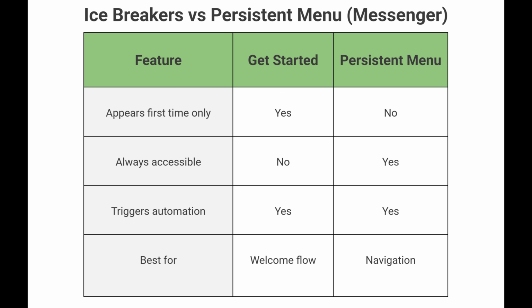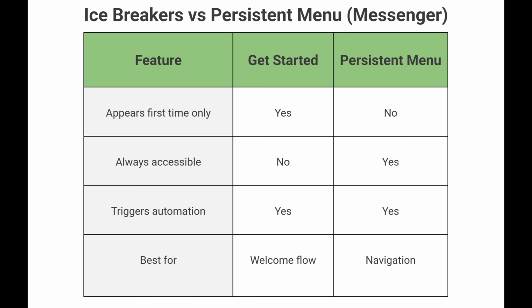Now, let's quickly compare the Get Started button and the persistent menu. The Get Started button only appears the first time a user opens your chat. Once clicked, it triggers your welcome flow and starts the conversation. On the other hand, the persistent menu is always available. Users can access it anytime during the conversation through the menu icon.